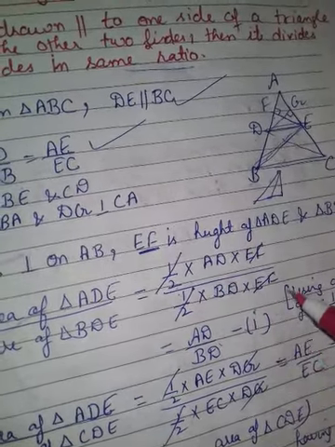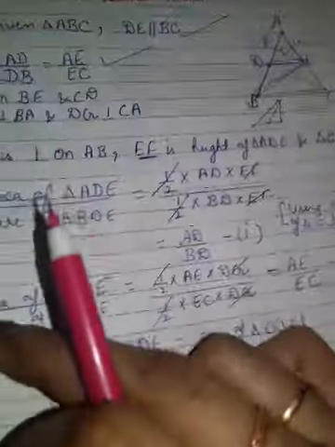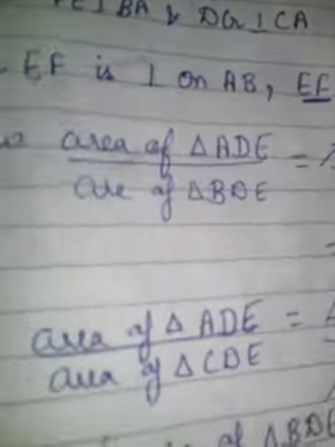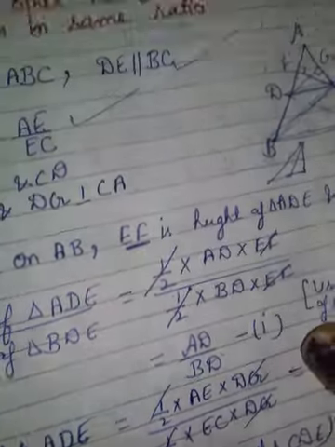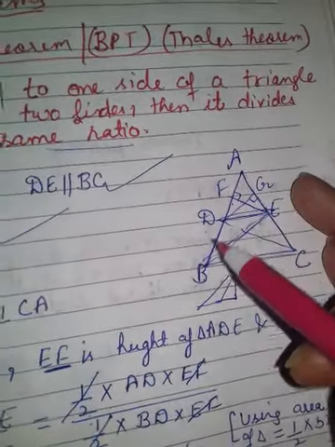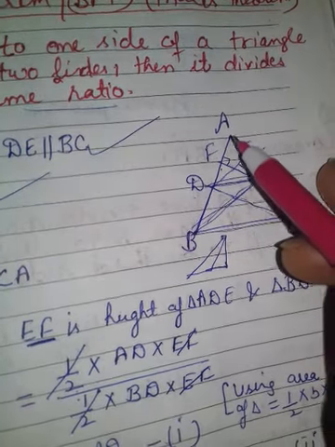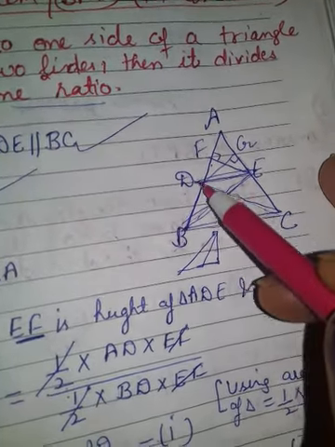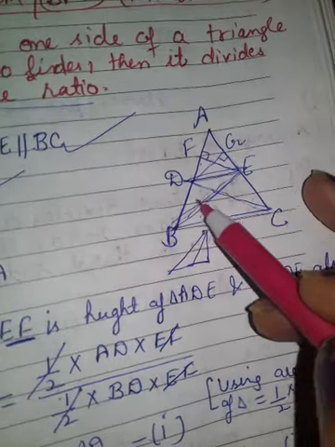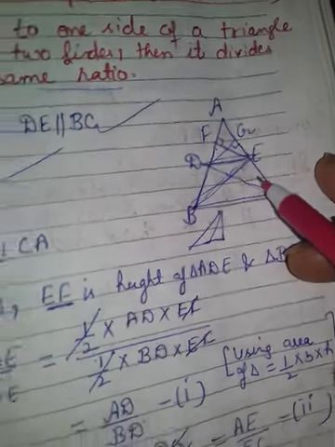I kept it as a 1. Now I have taken the other side, means area of triangle ADE upon area of triangle CDE. Firstly we had taken this side, now we are taking this side. Only this area is replaced by CDE.